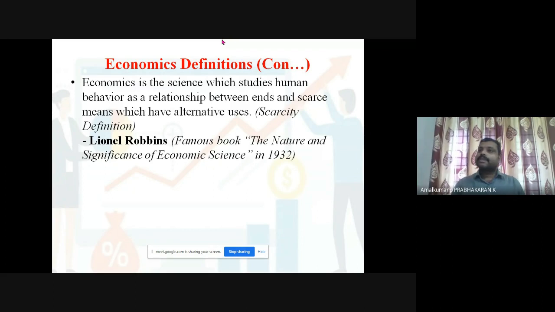This scarcity definition is given by Professor Lionel Robbins, and his famous book is An Essay on the Nature and Significance of Economic Science. This book was written in 1932.